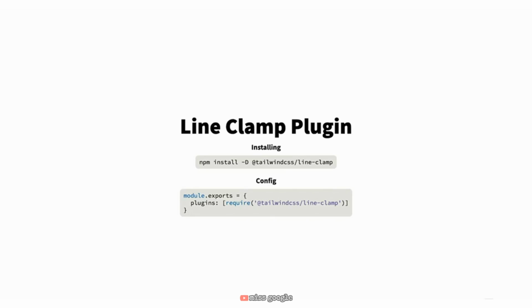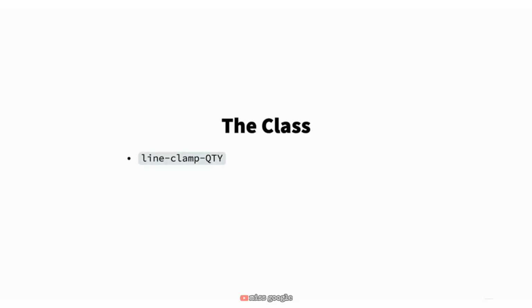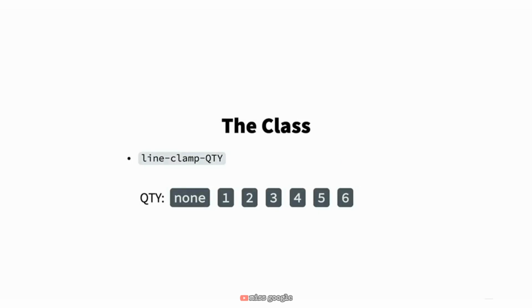Now, this one just gives you a single class called line-clamp with a quantity. And this quantity can be from 1 to 6. You can also specify none and therefore have different breakpoints. So you can use the breakpoint modifiers to say at the small breakpoint, have just one line showing, and then at a larger breakpoint, you can have a different number of lines showing, up to 6 lines.